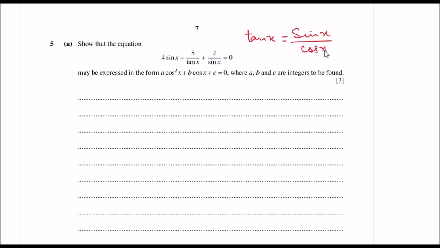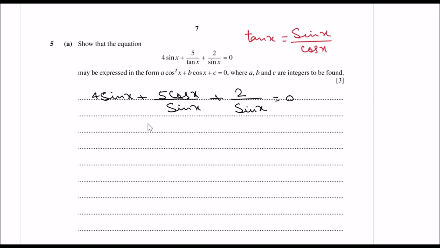So we will substitute sin x by cos x for tan x in the given equation. Okay, so let's do. So for 4 sin x as it is, there is no change in this, plus 5 by tan x. So 5 by tan x means we'll write sin x by cos x. So cos x goes up and sin x will be in the denominator. Okay, plus 2 by sin x is equal to 0.